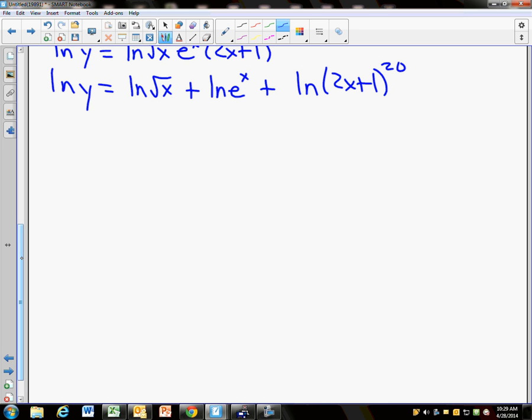The exponent's out in front, so we have natural log of y is equal to, when you bring the exponent out in front, you get a 1/2 natural log of x plus x natural log of e. What is the natural log of e? 1, so you just have x. Isn't that nice? Plus 20 natural log of 2x plus 1. Well, look at what you have. Isn't that a lot better to take a derivative of than what you originally had?